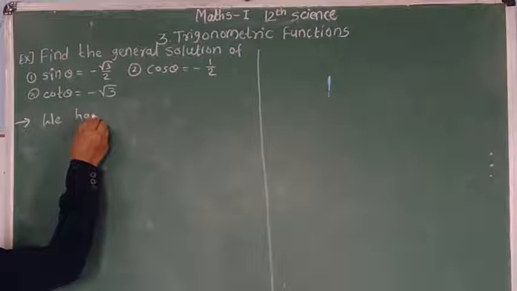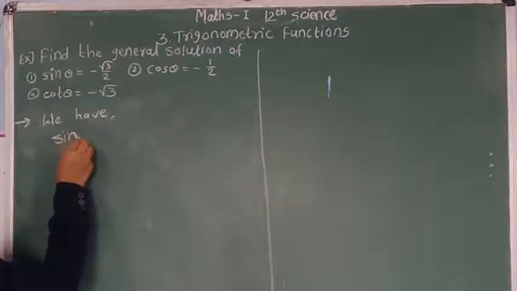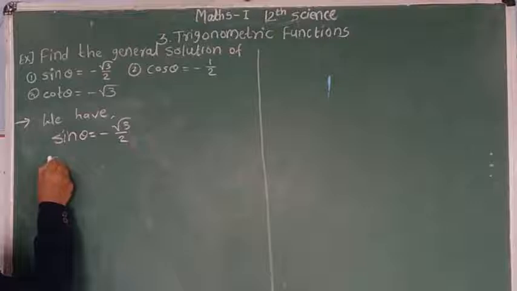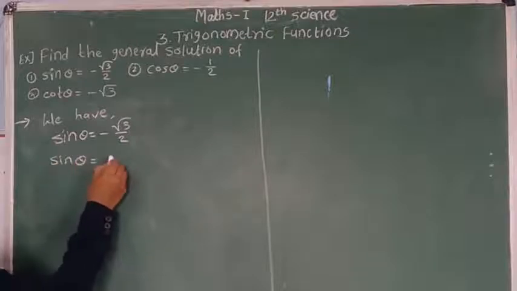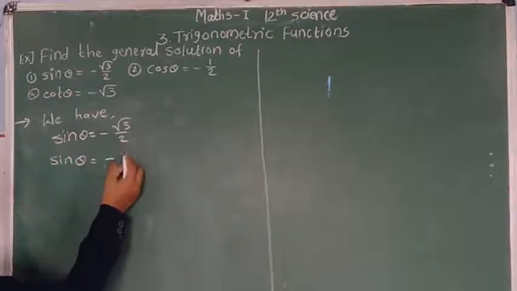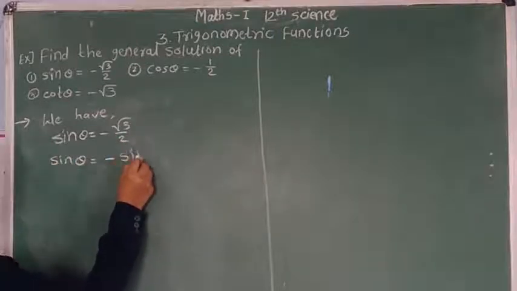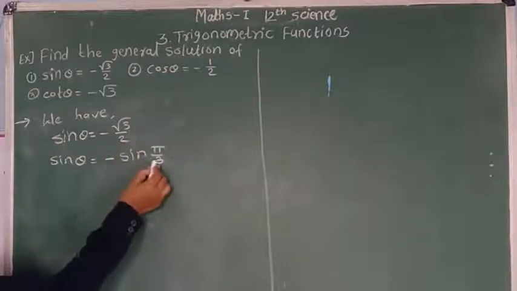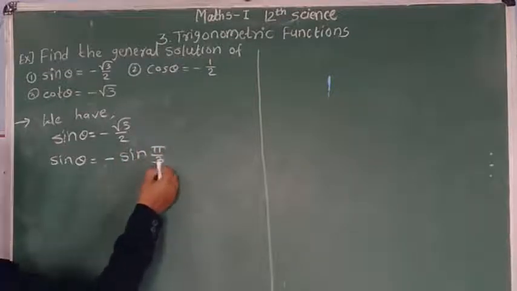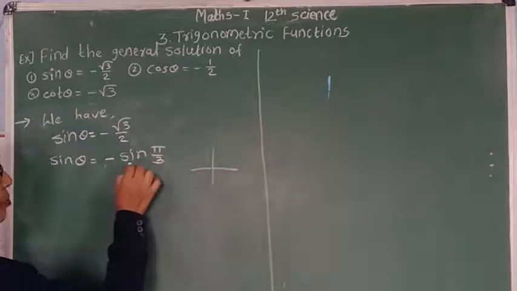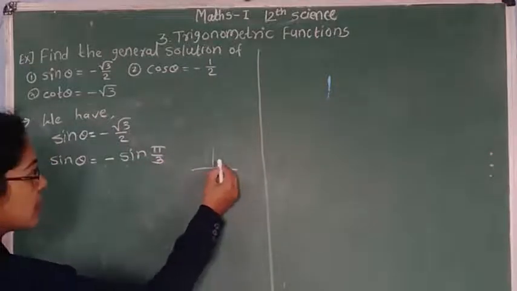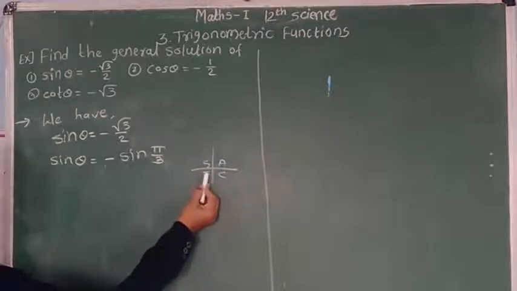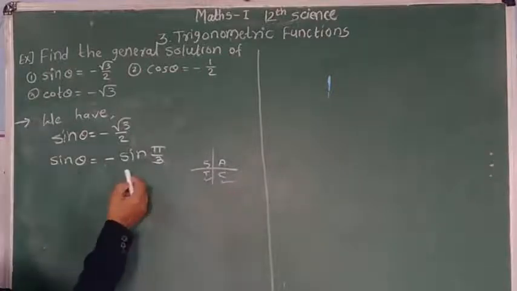We have sin theta is equal to minus root 3 by 2. So sin theta is equal to minus root 3 by 2, related to sin of pi by 3. Sin of pi by 3 is root 3 by 2. Now when will sin theta be negative? Look at all sin tan cos: that angle will be in the third or fourth quadrant.